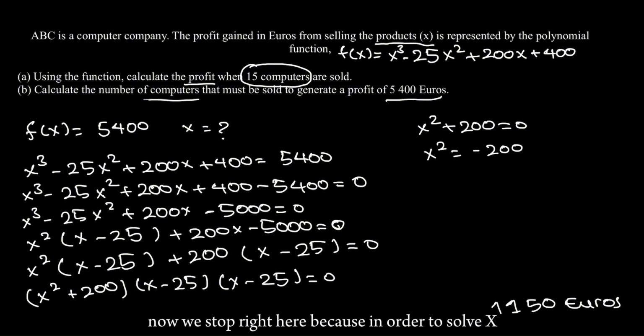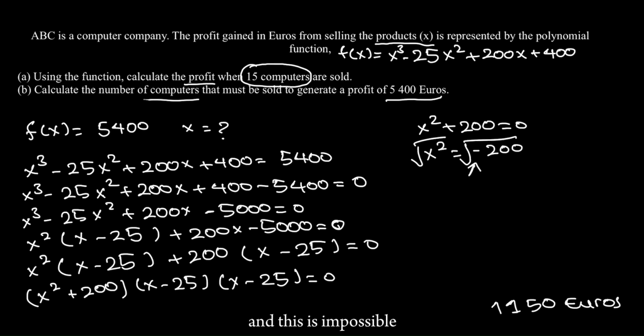Now we stop right here because in order to solve x, we have to take the square root of both sides. And this is impossible. We cannot take the square root of a negative number. So here we have no solution.